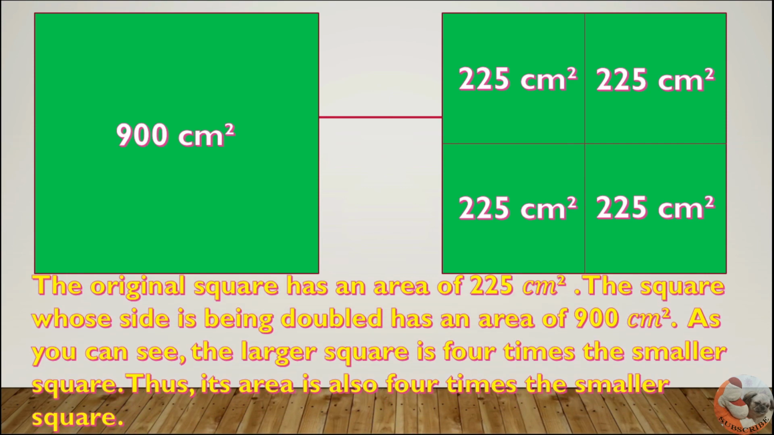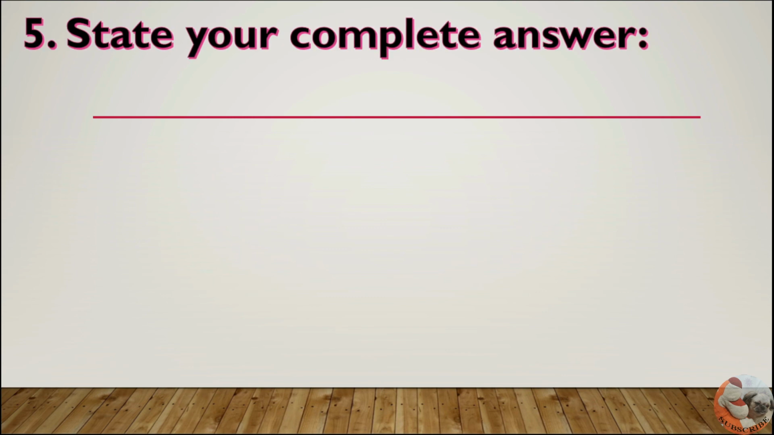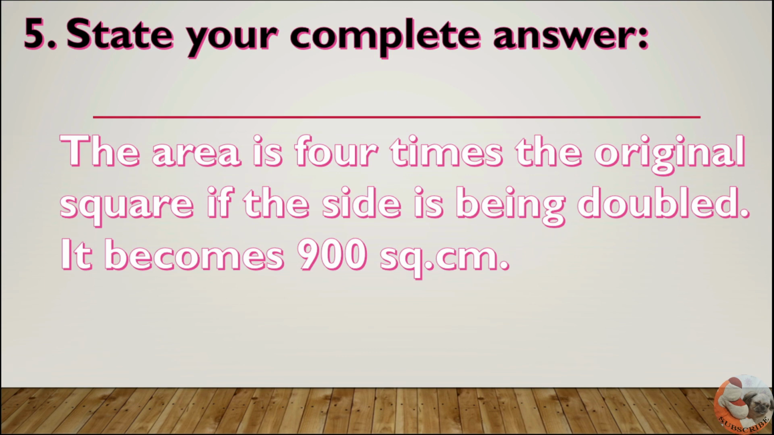The original square has an area of 225 square centimeters. The square whose side is being doubled has an area of 900 square centimeters. As you can see, the larger square is 4 times the smaller square. Thus, its area is also 4 times the smaller square. Number 5. State your complete answer. The area is 4 times the original square if the side is being doubled. It becomes 900 square centimeters.